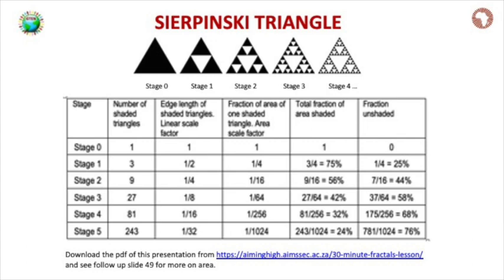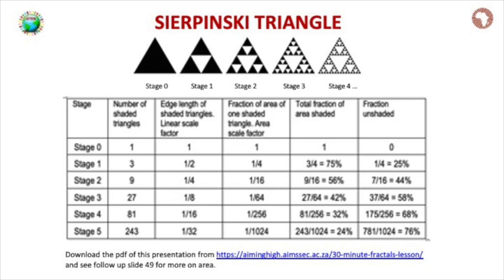It's the number shaded, that column that's 139, the number that's shaded times the fraction of each one, or you can multiply it by the scale factor, if you like. So it's actually the second column, the number shaded, by the fraction of one of them, which is the fourth column. So if you look at it's 9 times 1/16, and then for stage three, it's 27 times a 64th. And for stage four, it's 81 times a 256th. Because there are 81 triangles and they're each 256th of the area and so on for the next one.